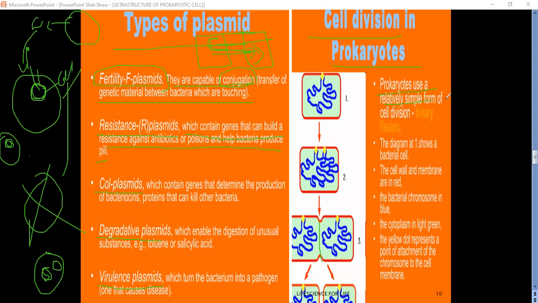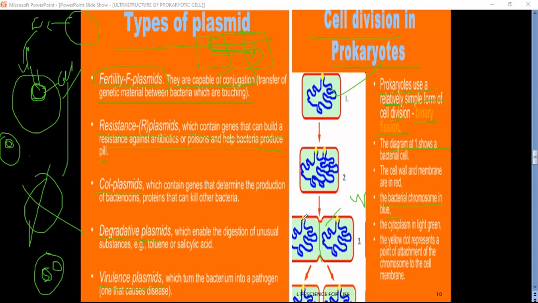Prokaryotes use a relatively simple form of cell division known as binary fission. This diagram shows a bacterial cell. The cell wall and the membrane are in red. The bacterial chromosome is blue. The cytoplasm is in light green. The yellow dot represents a point of attachment of the chromosome to the cell membrane. That is, this is the area where the chromosome is attached to the bacterial membrane.